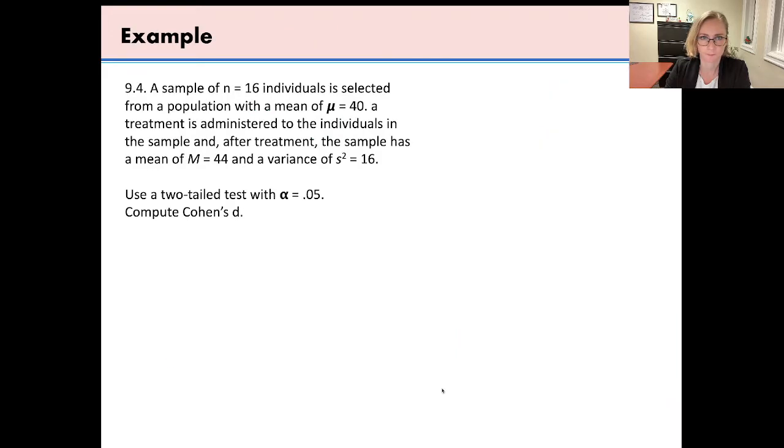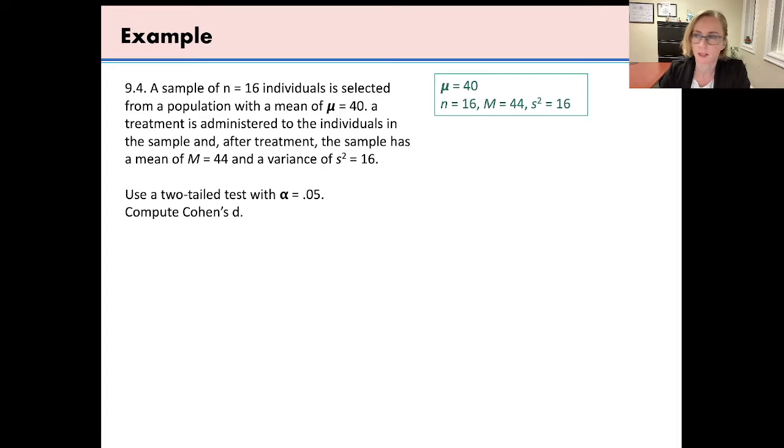Okay. So to go through another example, not the entire hypothesis testing, but just trying to calculate the estimated Cohen's d. We have a sample of 16 individuals with a mean of 40. The sample you get has a mean of 44, so a difference here of 4 points, and we're given the variance of the sample. So assume a two-tailed test with alpha 0.05, nice and conservative, pretty much the go-to configuration we want. So what they're telling us to do is compute Cohen's d, compute the effect size.